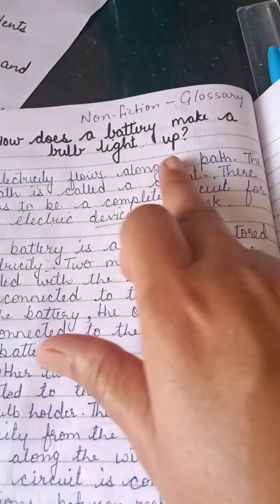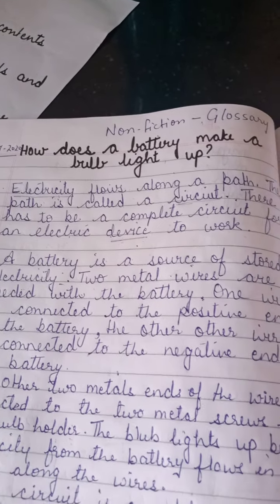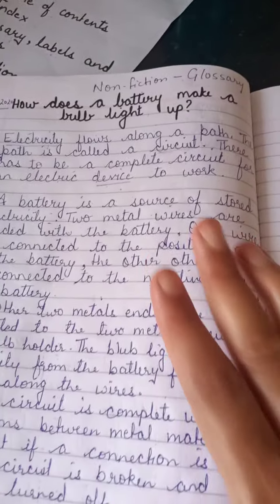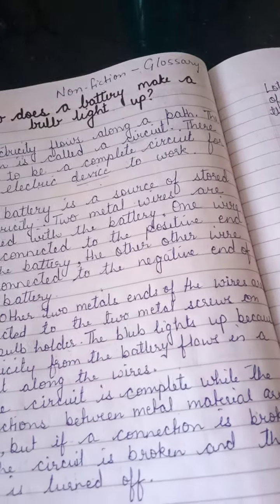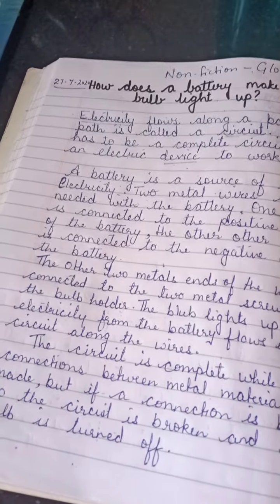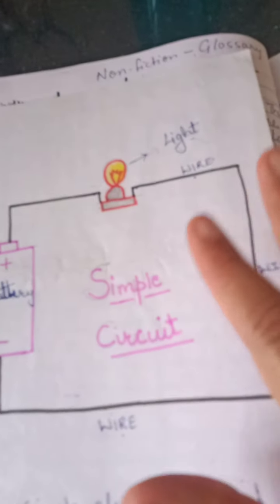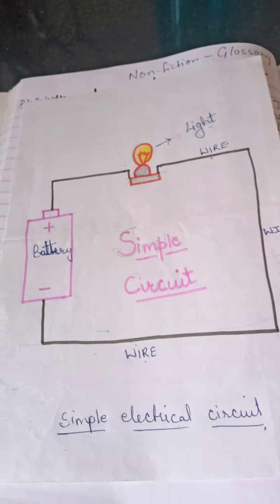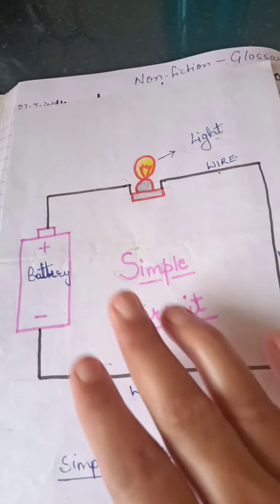How does a battery make a bulb light up? This was the informational text I had given you yesterday, right? Now if I ask you to make a diagram of it, how would you make that? You'll make it this way. That's a diagram. So what is a diagram, children? Diagram means a picture representation.